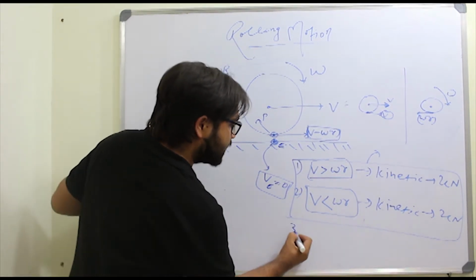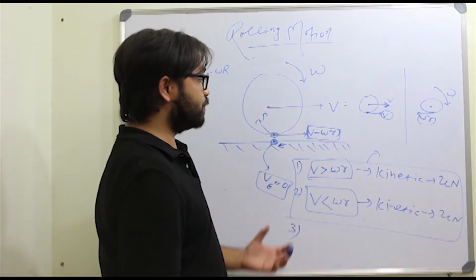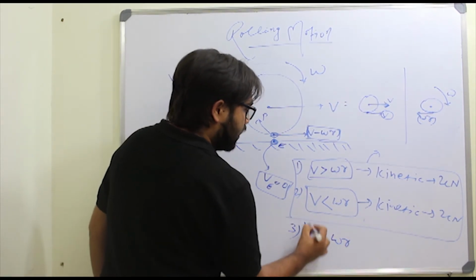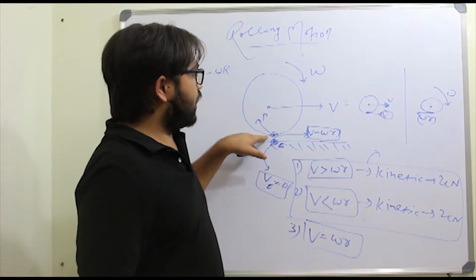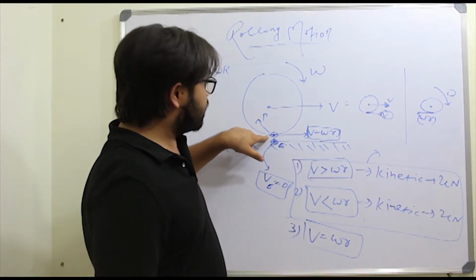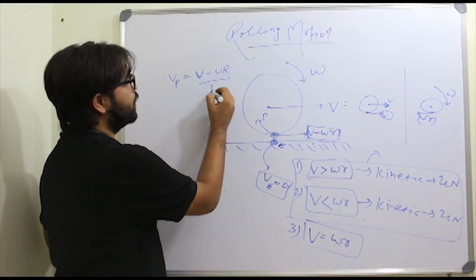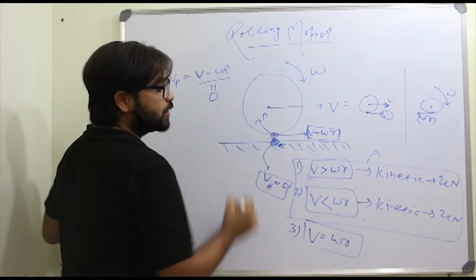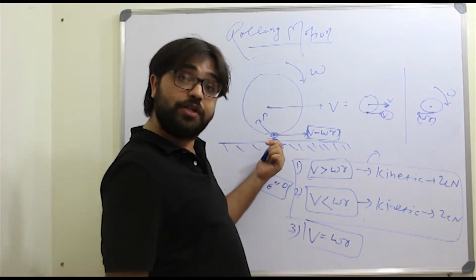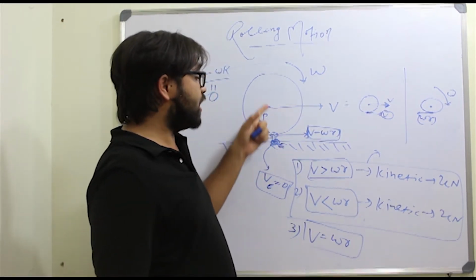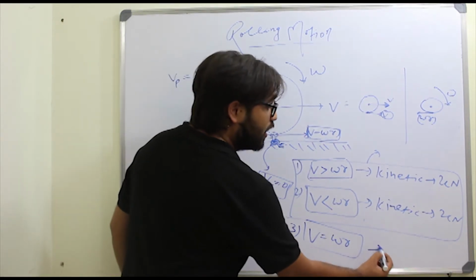Alright, now the third case, the most beautiful case but still a tricky case. If V is equal to omega r, what is the net velocity of point P? In this case, the net velocity of point P is going to be 0. And the velocity of this point is also 0. That's beautiful, right? If the velocity of these two points is 0, it means they are not slipping. So if V is equal to omega r, they are not slipping.